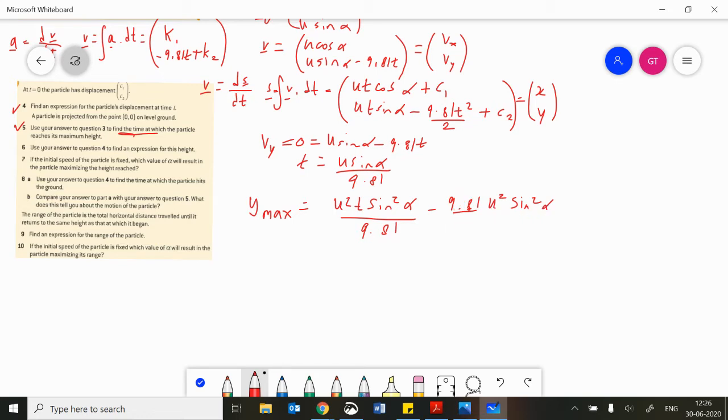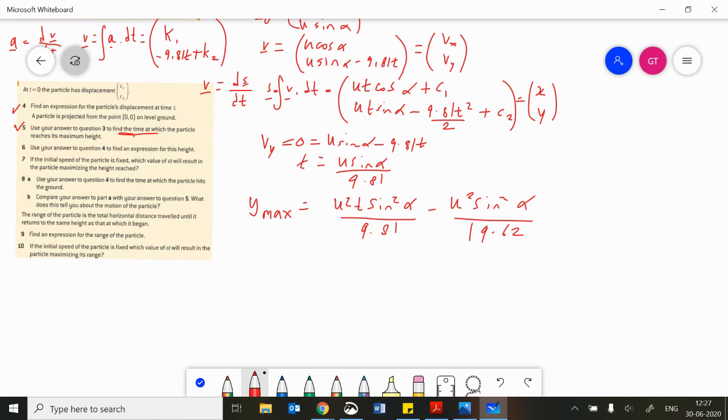So I'm just going to take that back again. Sorry to be annoying here, but it's so slow for me to write. Let's say we've got u squared sine squared alpha divided by 2 lots of 9.81. So we've got there 19.62. Okay, and I think I've made a mistake there.